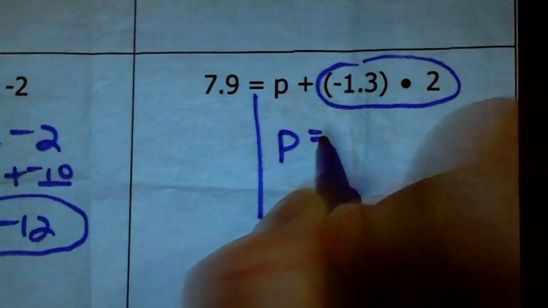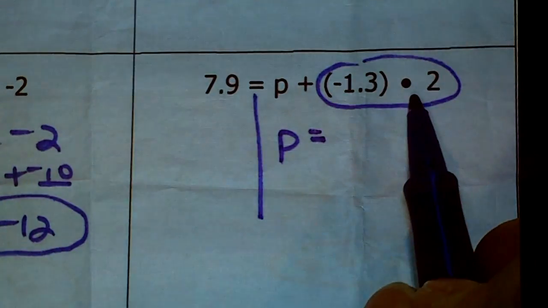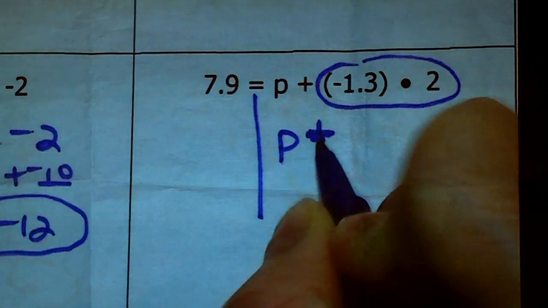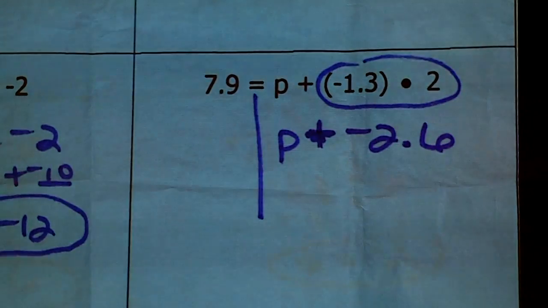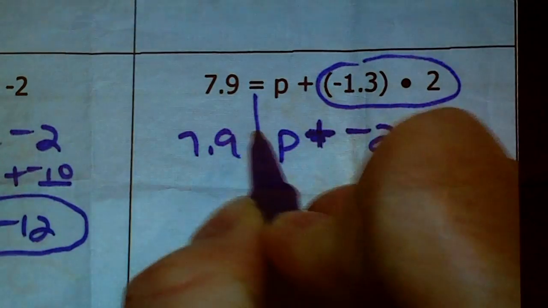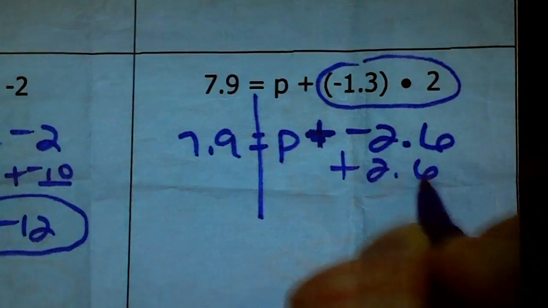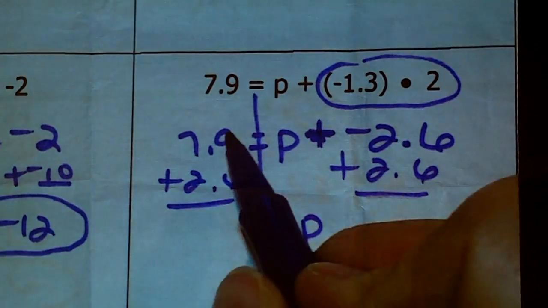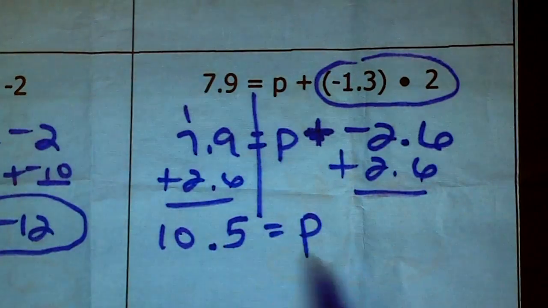So p equals, when you take negative 1.3 times 2, it means you have 1.3 twice, right? So that is 2.6. Oops, I don't know why I wrote equals there, but now it's a plus sign. So it's a negative 2.6. That's what that equals. And over here, I still have my 7.9. To get rid of this negative 2.6, I'm going to add a positive 2.6. And p is equal to 9 plus 6 is 15. Carry the 1, 7, 8, 9, 10.